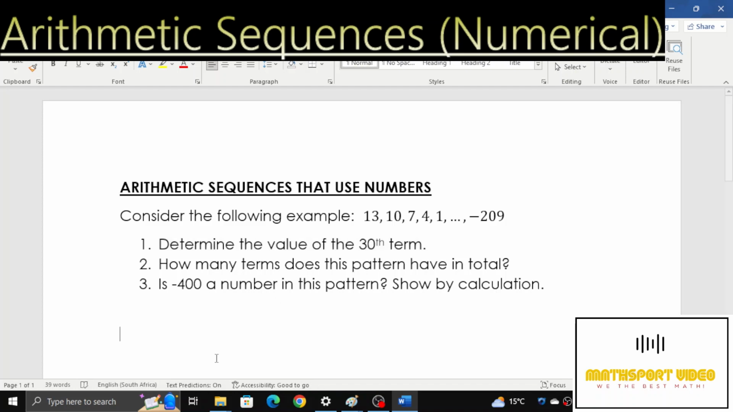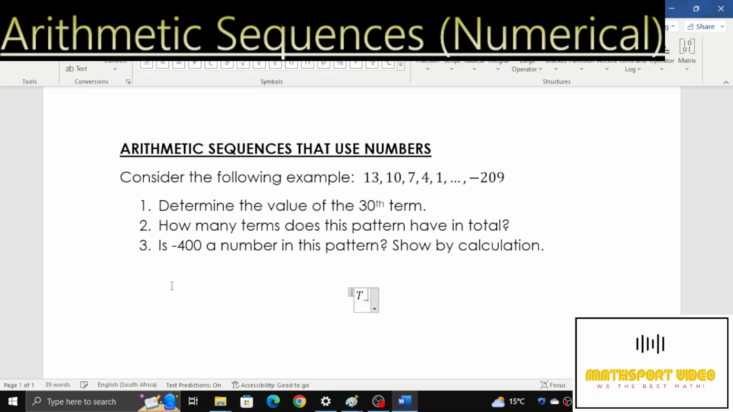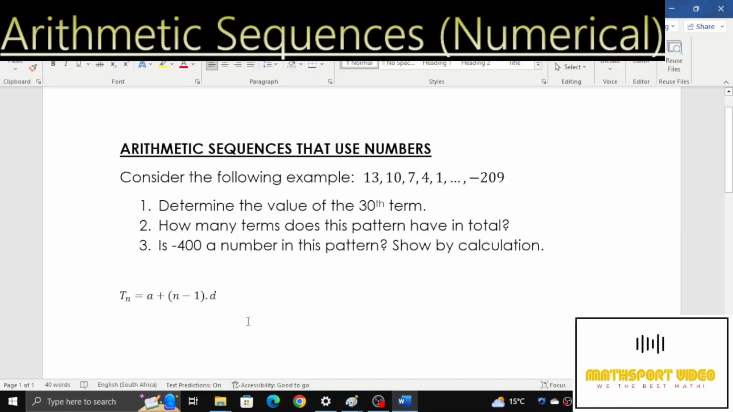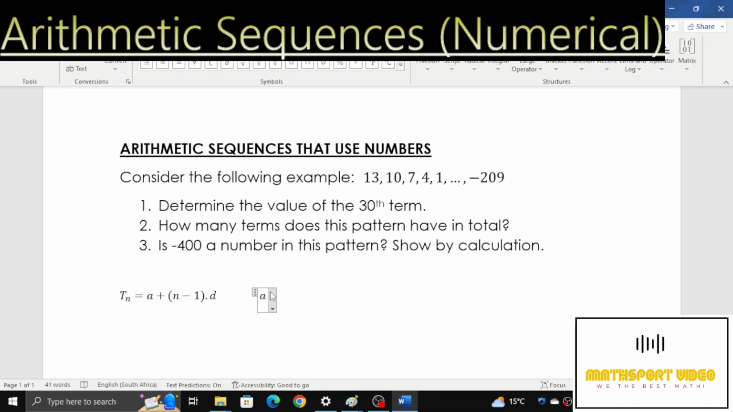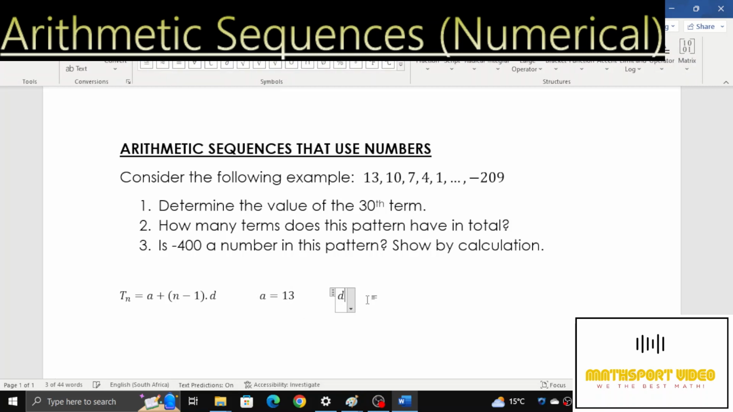Okay, so in order to find the value of the 30th term, the main idea is that you want to get the formula for this pattern. So we're going to start by writing out the general formula, which is Tn equals a plus (n minus 1) times d. And now we need to identify the a value. So the a value here is 13. Remember, it's the first term. And then the d value is the difference between the terms.